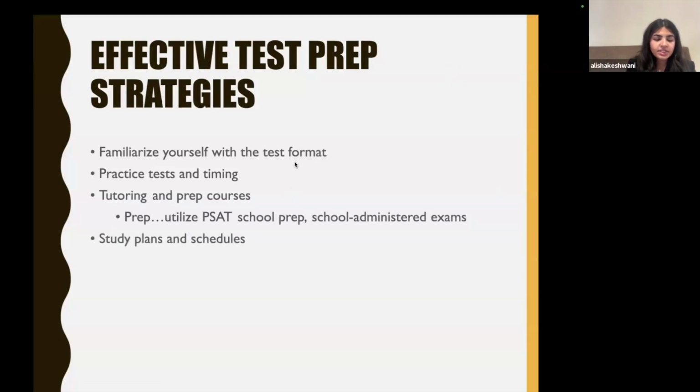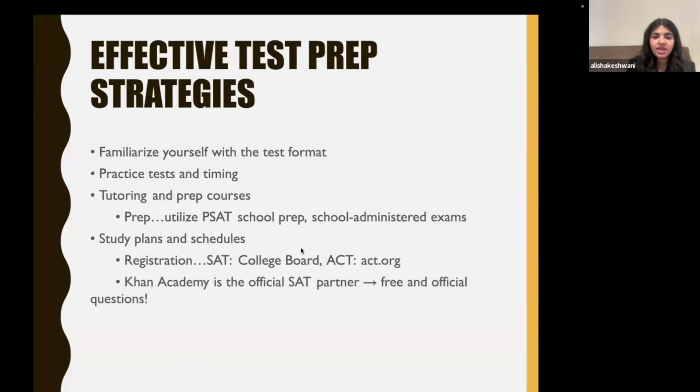I think it's really helpful to also create a study plan and schedule. Depending on when you want to register, either on College Board for the SAT or on ACT.org for the ACT, it's helpful to think, based on your test date, about when you need to start practicing, how much content you know, and when you should space out your practice exams to take them.